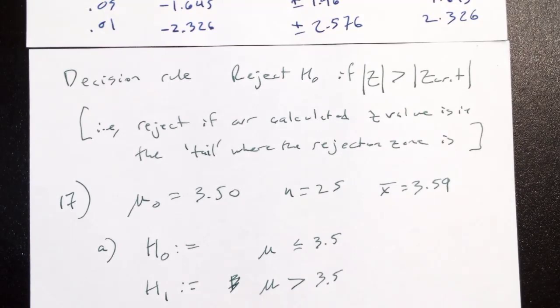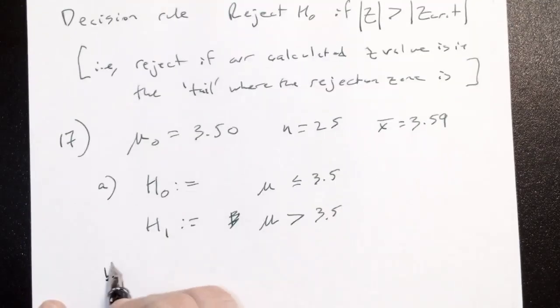Okay. Now I have to ask, did my sample fall into this category or this category? And they're very specific here. Assuming a known standard deviation of 0.18. So they're telling me a standard deviation for the population. What's my calculated z-value?